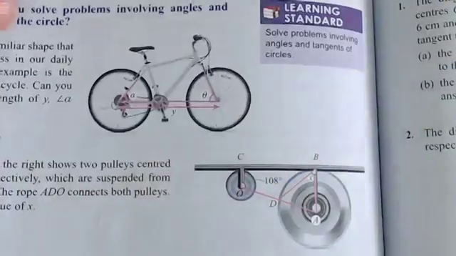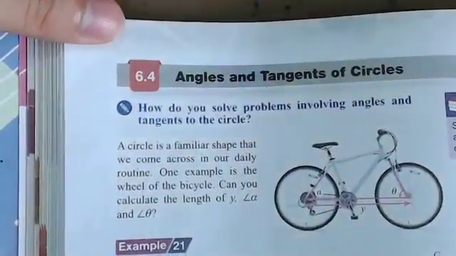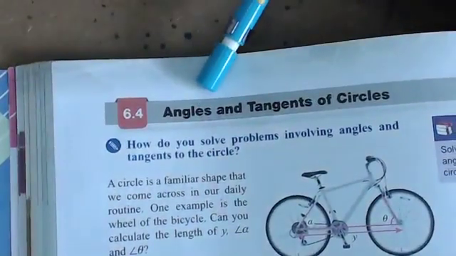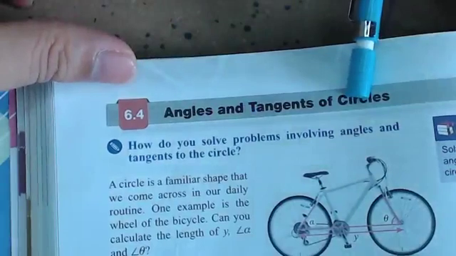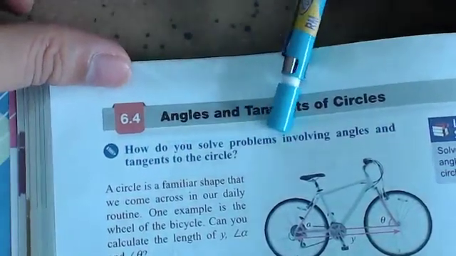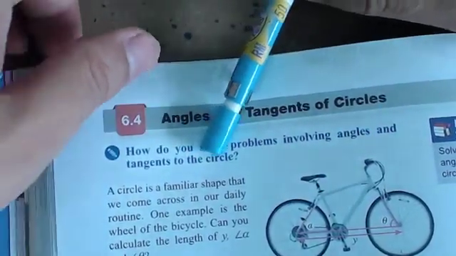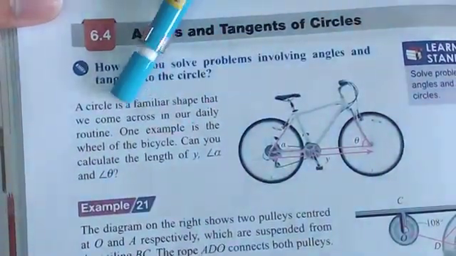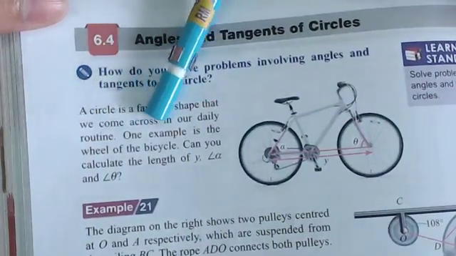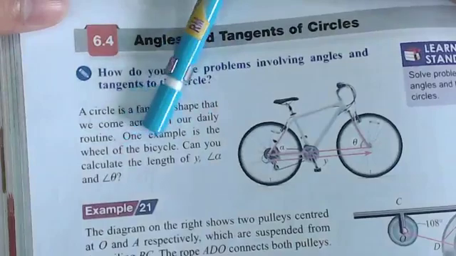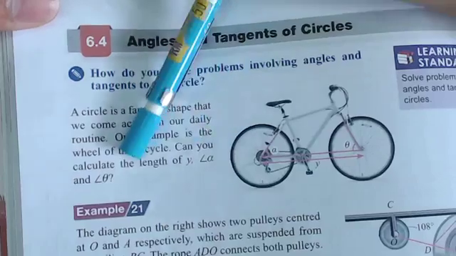Okay, now we are moving along to a new subtopic, the last one before we end this topic. 6.4 Angles and Tangents of Circle. How do you solve problems involving angles and tangents to the circle? A circle is a familiar shape that we come across in our daily routine. One example is the wheel of the bicycle. Can you calculate the length of y?